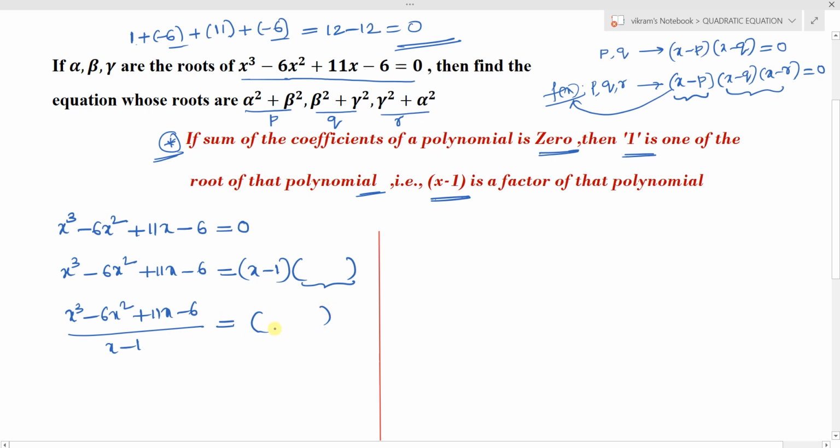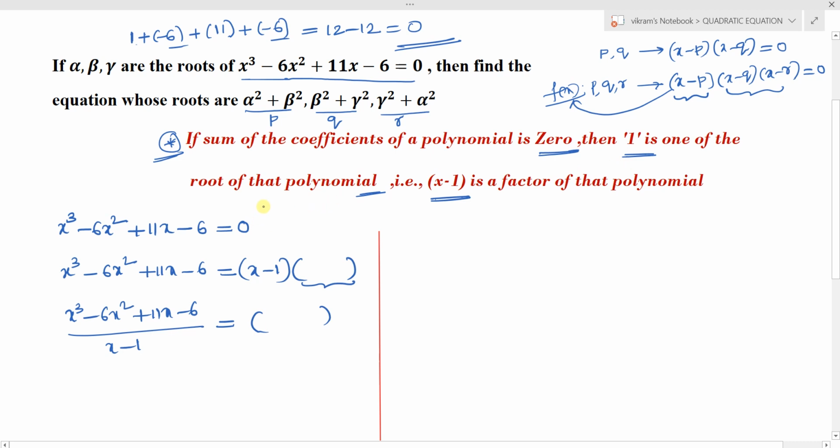Okay, are you getting it? So the important consideration here is that if the sum of the coefficients of a polynomial is 0, then 1 is a root of that polynomial. Okay, right. Now moving forward, how to solve this?